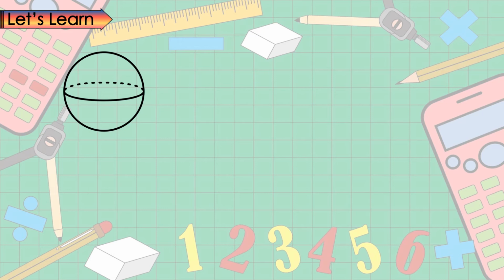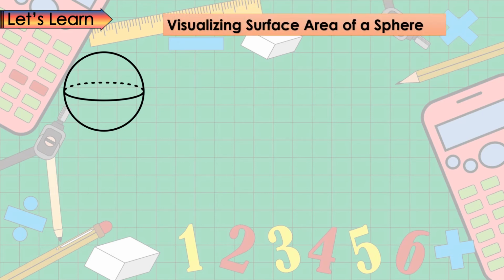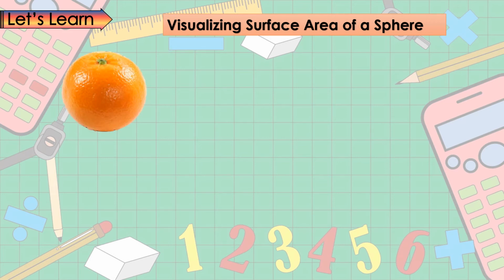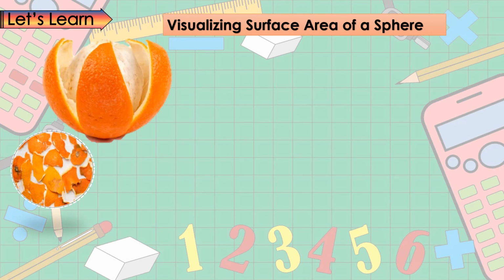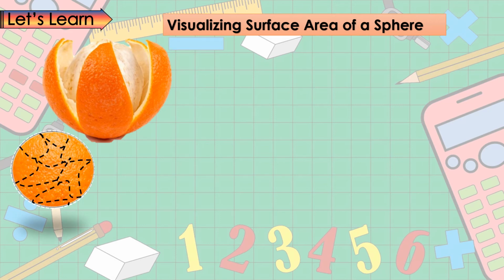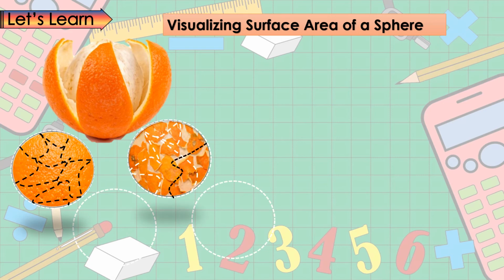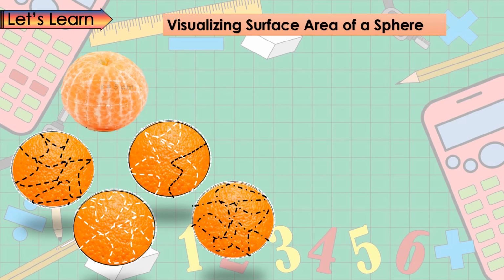Okay, so we are now done with our last solid figure, which is the sphere. So I'm visualizing the surface area of our sphere. We are going to have an example, which is an orange, and we are going to cut it open like this. When we are peeling off our oranges, it can be like that or like this. So it depends.